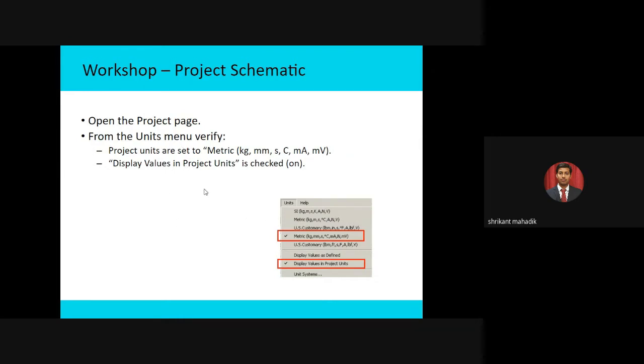First, you have to select the units. It should be metric, that is kg, mm, like that. Second, Celsius, milliampere, millivolt, like that. Then next, display values in project units. You have to just tick here.